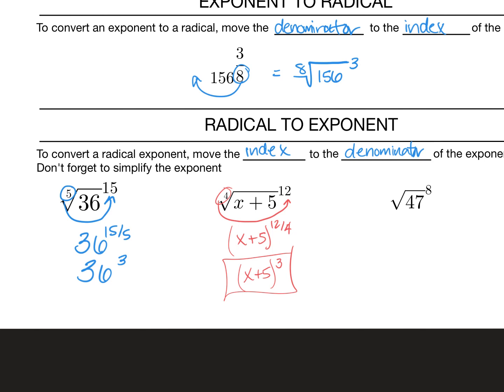Let's do it again. This one seems like it might be tricky. You don't want to divide by 0. But since it's a square root, we're going to use 2. 47 to the 8 halves. That's equal to 47. 8 divided by 2 is 4. And that is how we convert radicals to exponents.